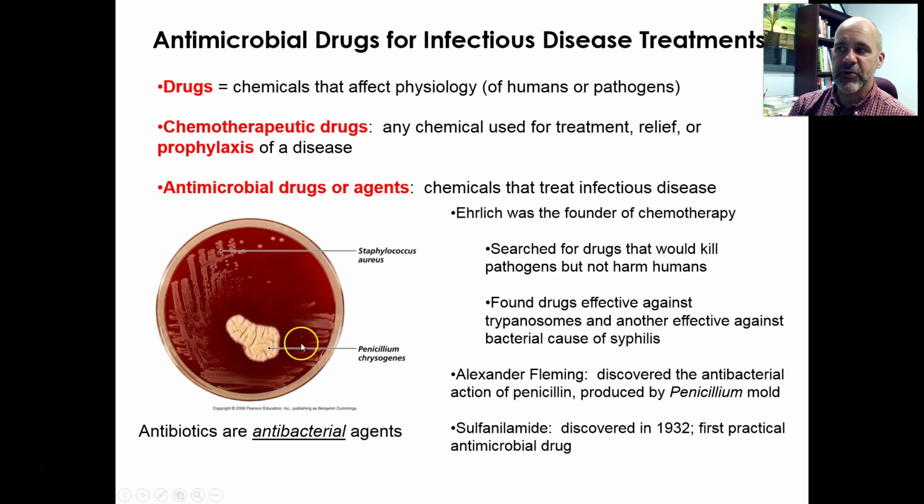So this is a colony of Penicillium chrysogenes mold on this petri dish. And we've got some bacteria streaked on here as well. And notice there's a clear zone around the mold. So that is a zone of inhibition.